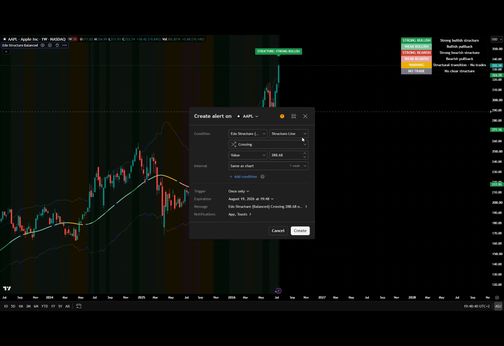And that is Edo Structure. 6 states, 1 structure line, 1 adaptive band, and a single coherent reading of the market structure, on any asset and any time frame.